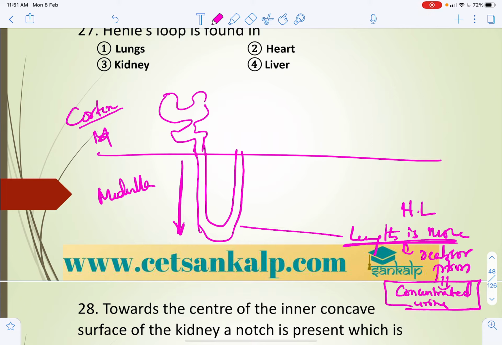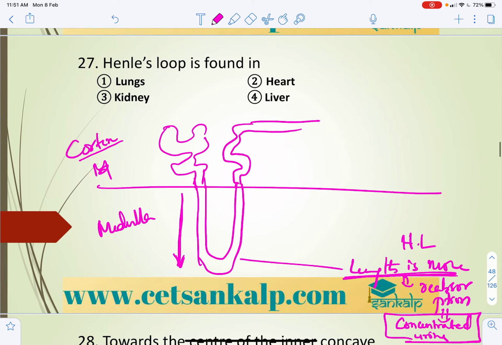So this type will be there in the animals which live in the desert, where there is a xerophytic condition. Okay, next here. So what is the answer here? This is the endless loop, this is the descending limb, and this is the ascending limb.